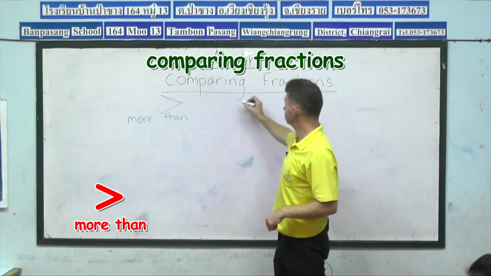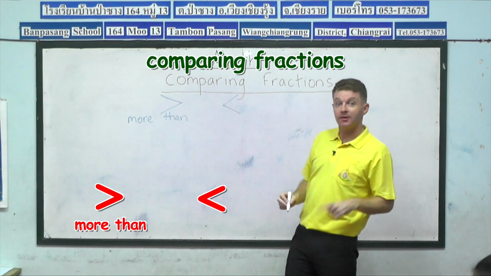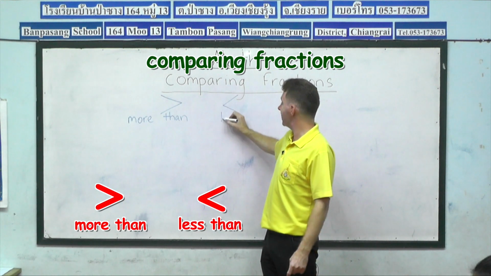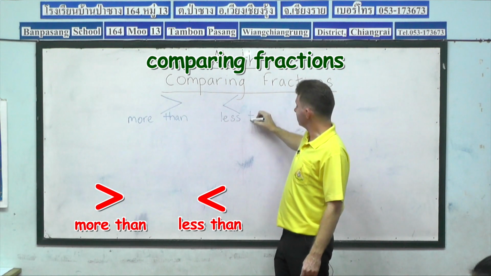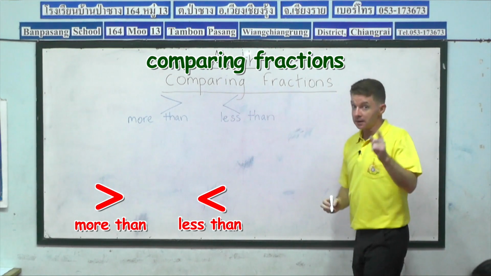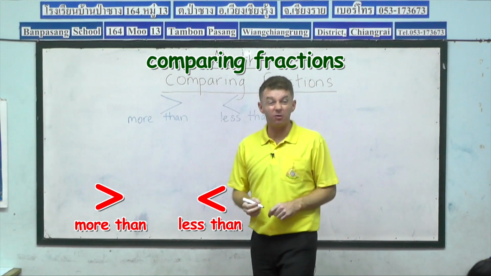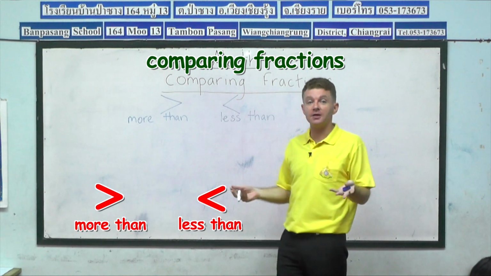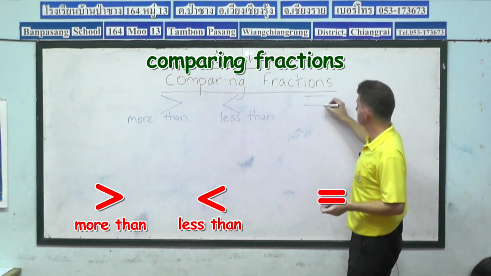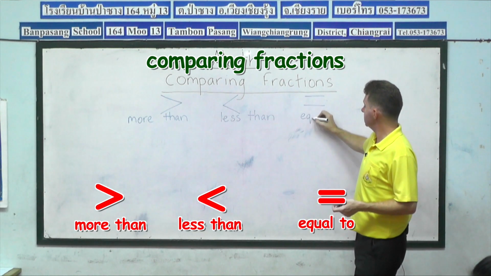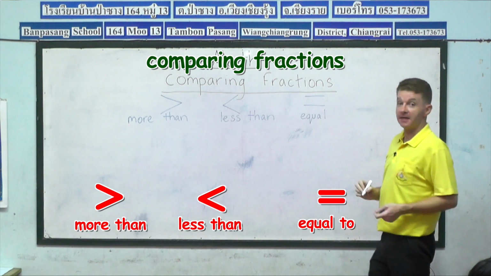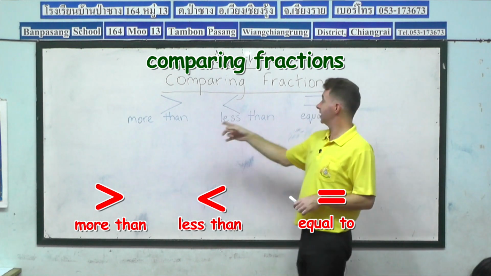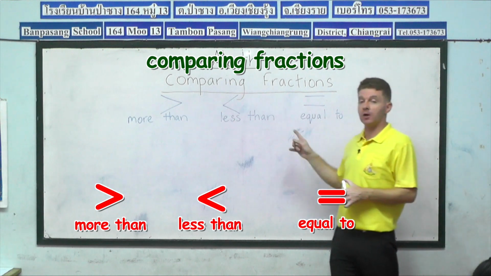But then the opposite, we have less than. So notice more than is the arrow to the right, less than is the arrow to the left. T-H-A-N. And then there's one more symbol, equal to. If the two things that we are comparing are the same amount or the same value, we use the equal symbol. Equal, E-Q-U-A-L, and then to. So altogether, guys, more than, less than, equal to.